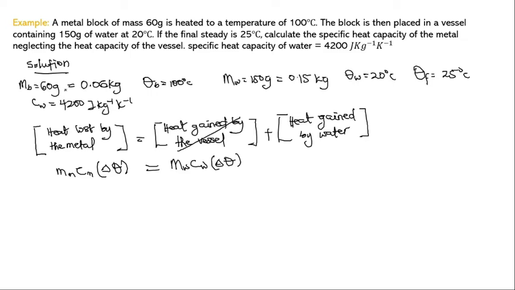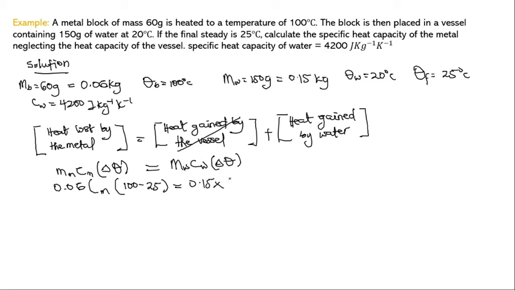Now we are given the mass of the metal to be 0.06. Then the specific heat capacity of the metal ball, that is what we have to find, so Cm. Then the change in temperature over here. Initially the metal ball was at 100 degrees Celsius, so we have 100 over here. Then after it has been transferred into the water, the final steady temperature is now 25. So the change in temperature will be 100 minus 25.